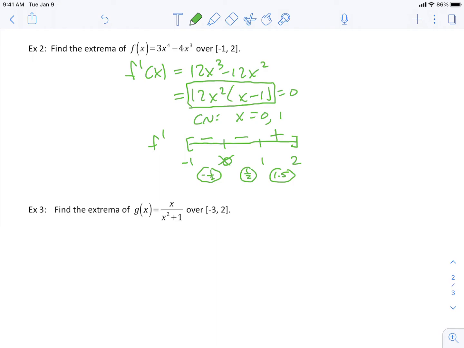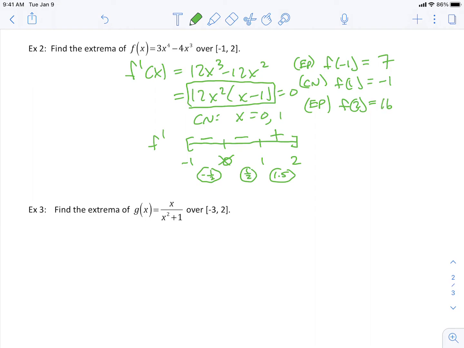we're going to test the endpoints. So again, this is an endpoint. And then we have a critical number, which was 1. So we plug 1 in. And we also have another endpoint at 2. Okay, so we plug both of those in. If you plug negative 1 into the original function, you're going to get 7. If you plug 1 into f, you're going to get negative 1. And if you plug 2 in there, you're going to get 16.